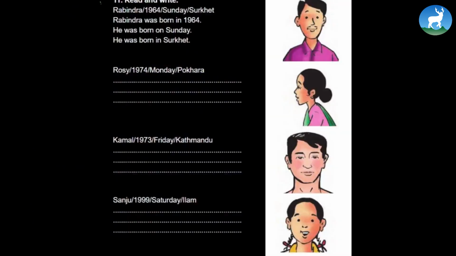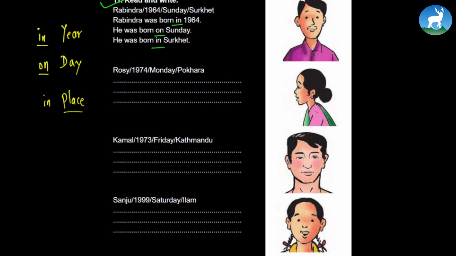Okay, let's look at the writing section. It says read and write. Rabindra, 1964, Sunday, Surkhet. So this is Rabindra, the handsome man. So we can write, Rabindra was born in 1964. He was born on Sunday and he was born in Surkhet. So little grammar help is required, I guess. If it is the year, we will use in some year. If it is the day, we are going to use on. If it's a place's name, we'll use in.